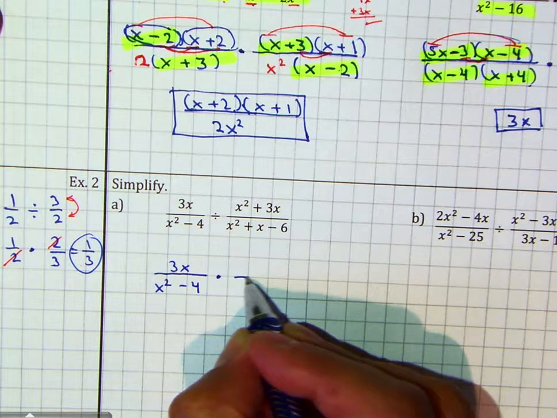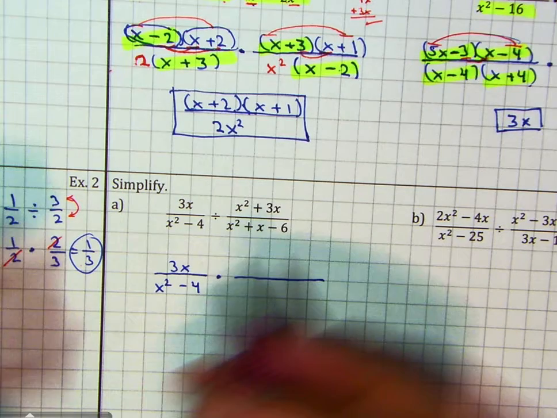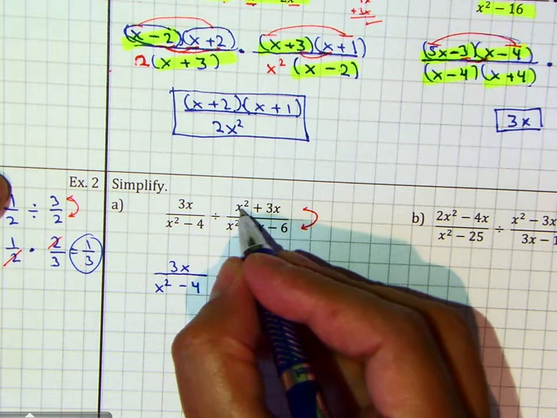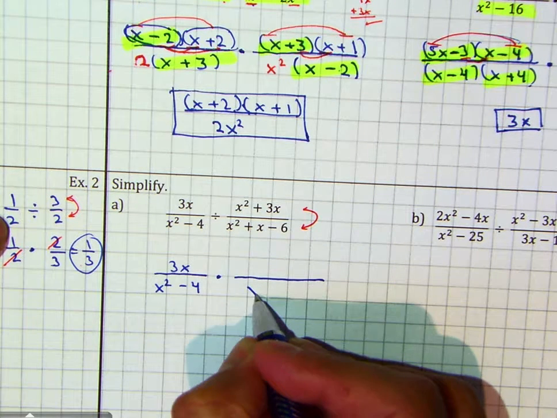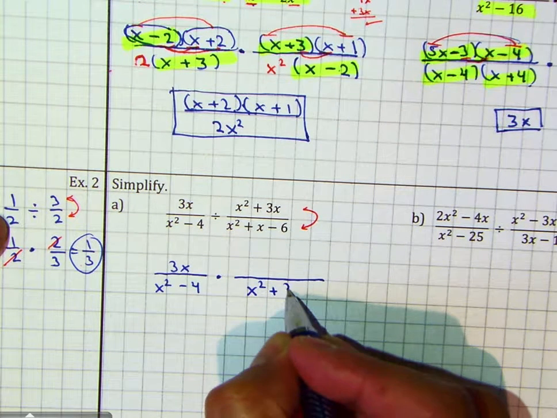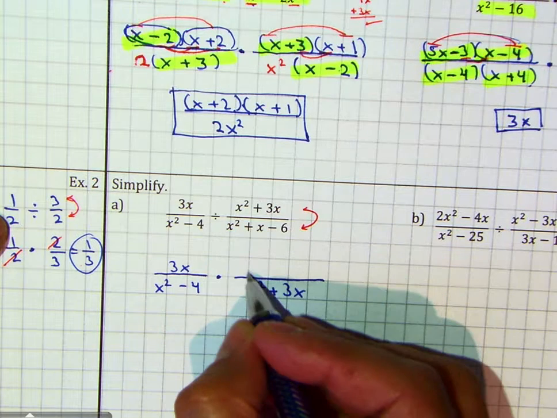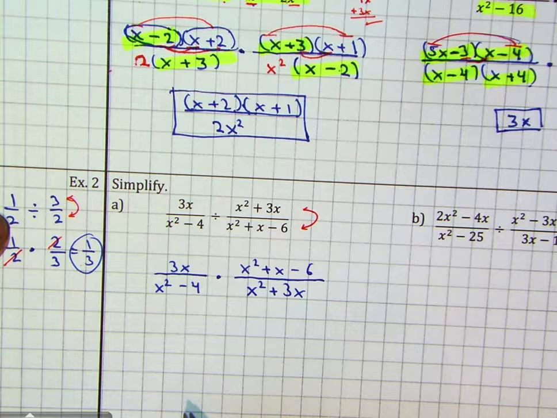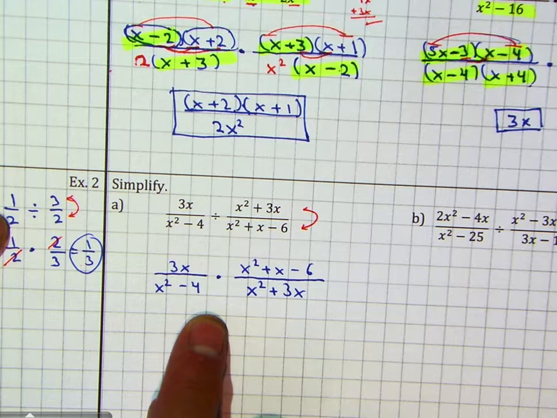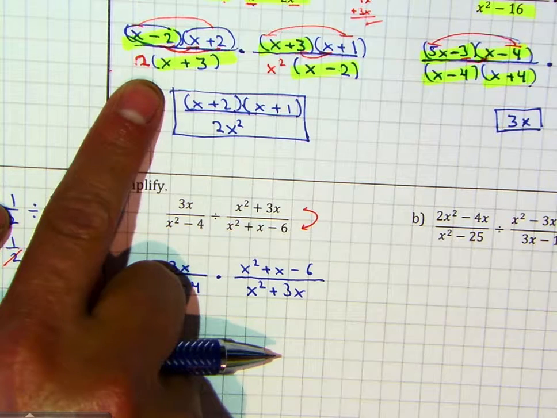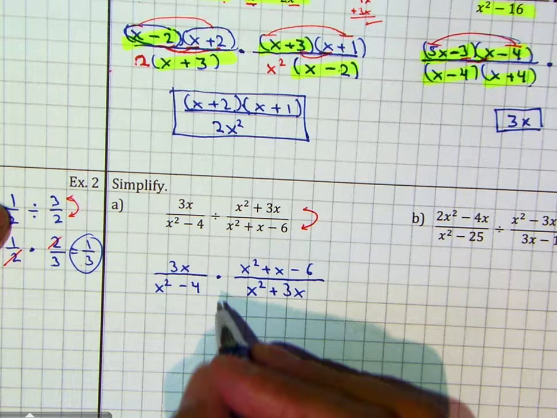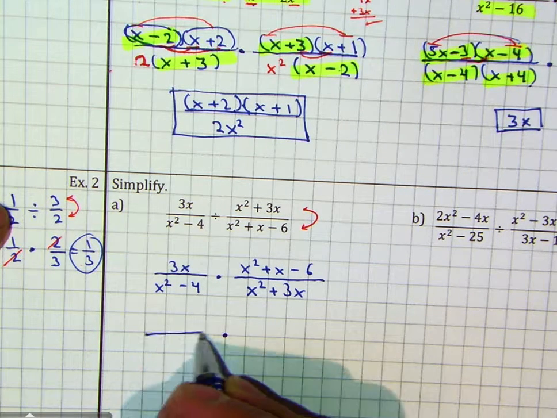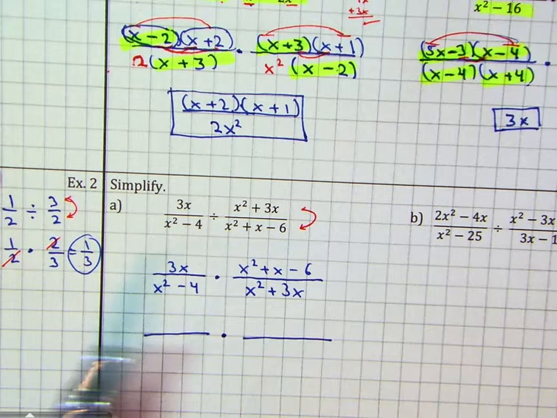In our second fraction, we are going to take the reciprocal. So my x squared plus 3x will now go on the denominator, and my x squared plus x minus 6 is going to go on the numerator. Now we have a problem exactly the same as the one we had before, so we change to multiplication, and I want to factor each one.